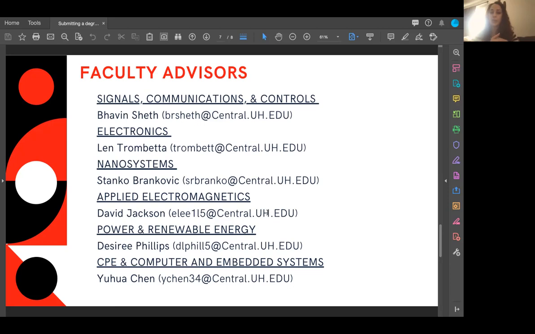You're each going to make an appointment to meet with your concentration faculty advisor, depending on which one you choose. Their emails and names are here. So you'll just contact them, set up an appointment. However they would like to meet with you, they'll let you know. You'll go over your electives with them. You can fill out the form together.